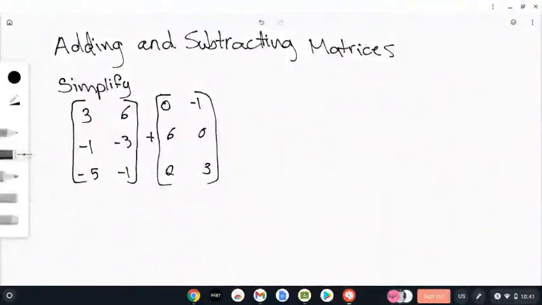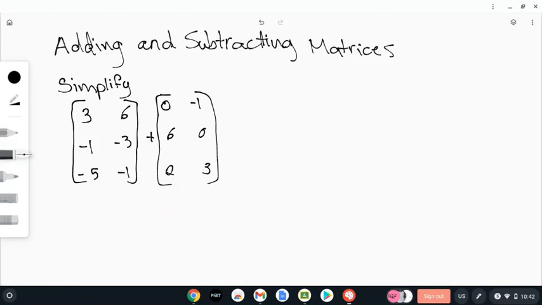Adding and subtracting matrices. A matrix can only be added to or subtracted from another matrix if the two matrices have the same dimensions. To add two matrices, just add the corresponding entries and place the sum in the corresponding position in the matrix which results.